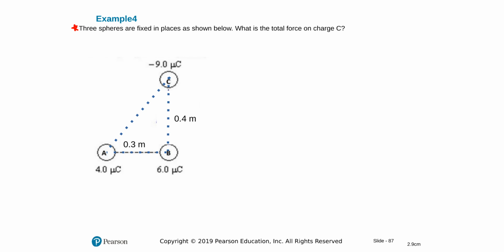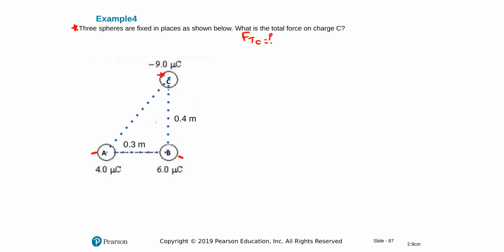3 spheres are fixed in places as shown below. What is the total force on charge C? So this is charge C here. Total force. Let's call this F, total C. You can give it any name. What I'm going to do, I'm going to draw the forces on charge C and name them. I'm going to call the force applied by charge A to be FA, charge B to be FB.